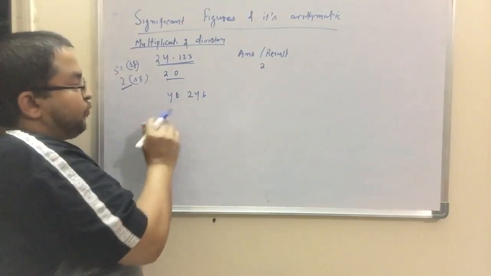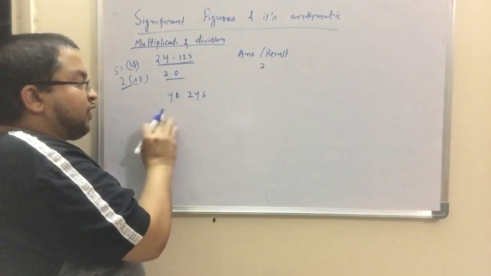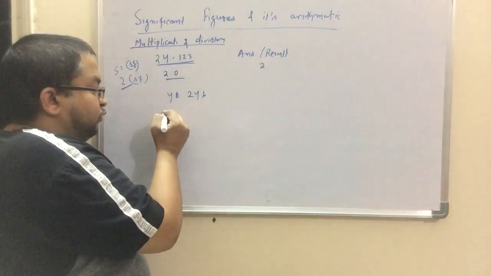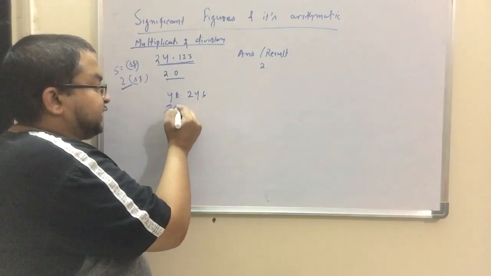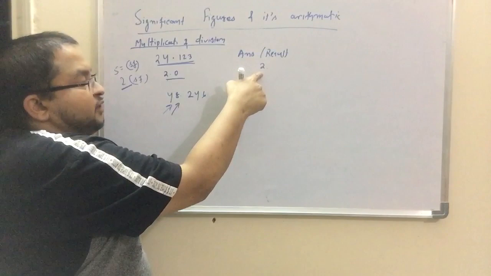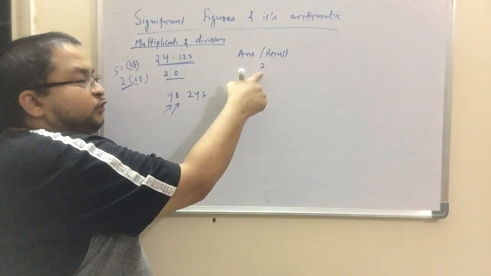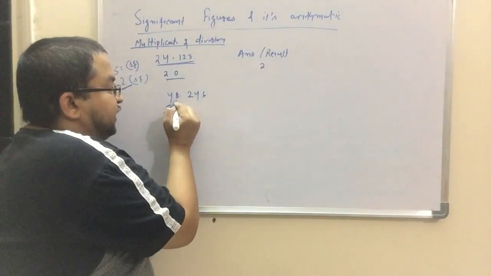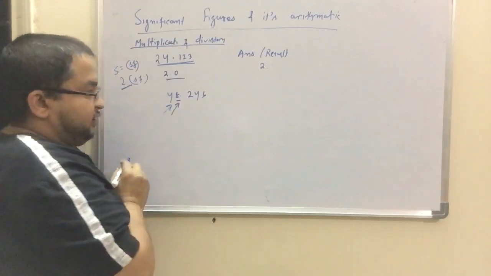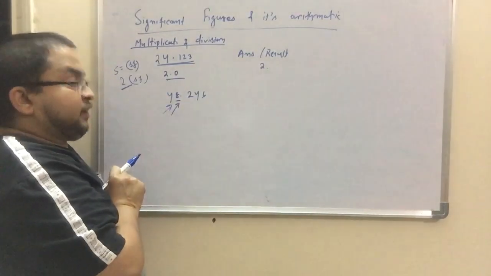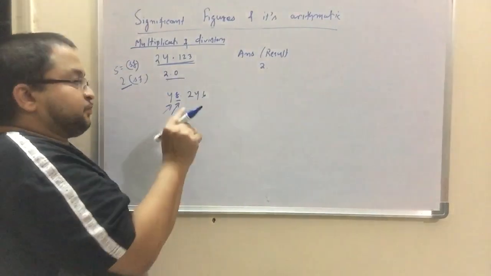48.246. Now, using the principle of rounding off, I need to know this is the first significant digit, this is the second significant digit. My answer should have only 2 significant digits, which means I need to do the rounding right here. If I need to do the rounding right here, what is my principle?